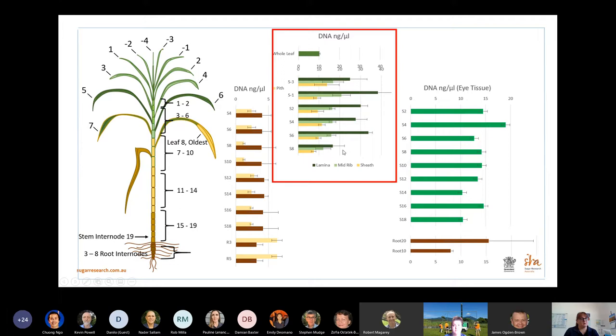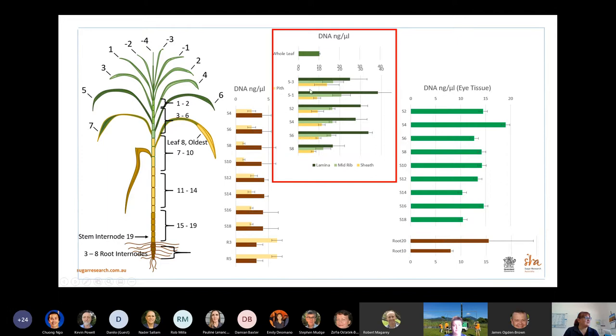We also noticed that in this upper part of the plant, you are getting a nice high amount at this S minus one, which is here, which is good for us to know because that's usually what we ask to get sent to us for diagnostics. We usually say, take the first or second unfurled leaf, so it's nice to know that we're actually selecting quite high.